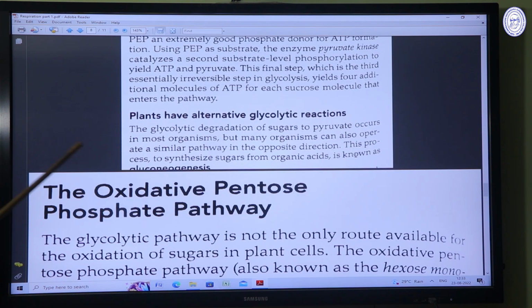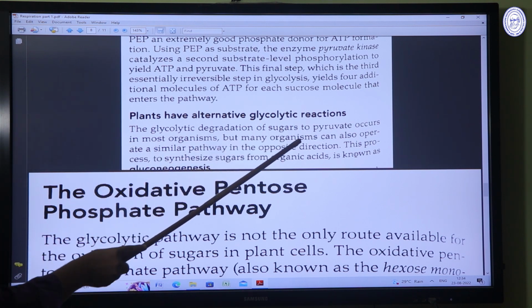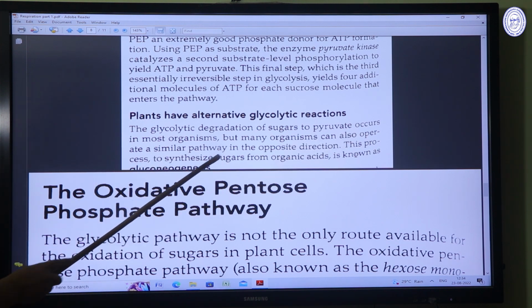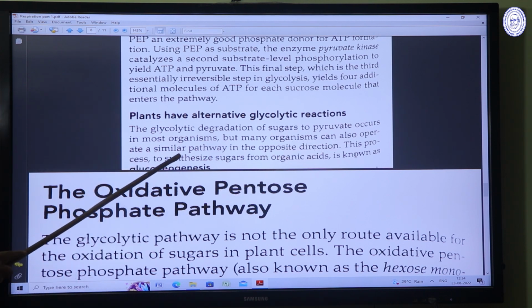Actually, plants have an alternative glycolytic reaction, that is gluconeogenesis. And what happened during gluconeogenesis? The glycolytic degradation of sugars to pyruvate occurs in most organisms, but many organisms can also operate a similar pathway in the opposite direction, that means from organic acid to sugars. Okay. This reaction is known as gluconeogenesis. So, in case of glycolysis, sugar to organic acids, but in many other cases organic acid to sugar also happens, and this reaction is known as gluconeogenesis.